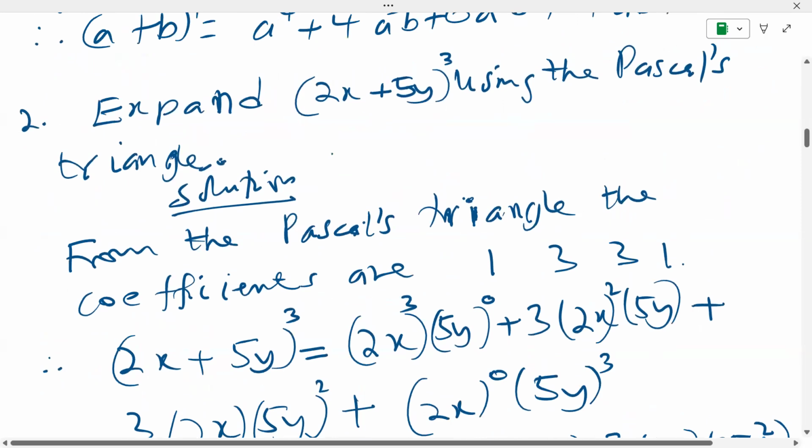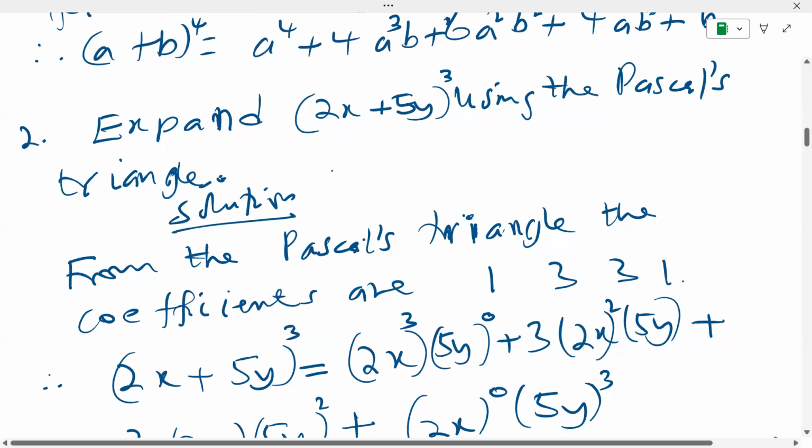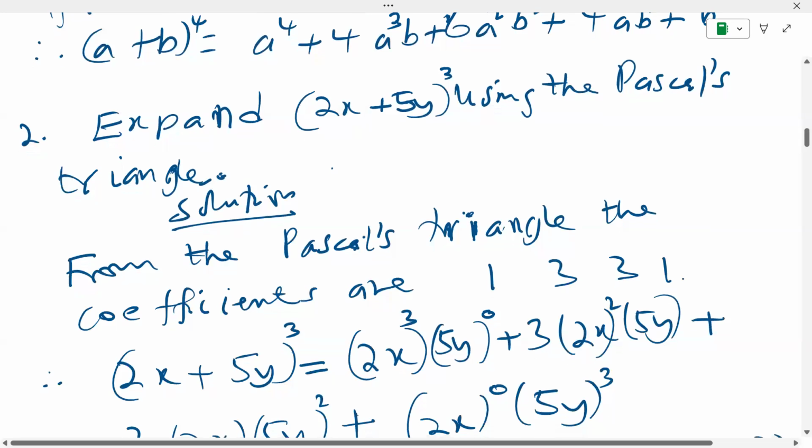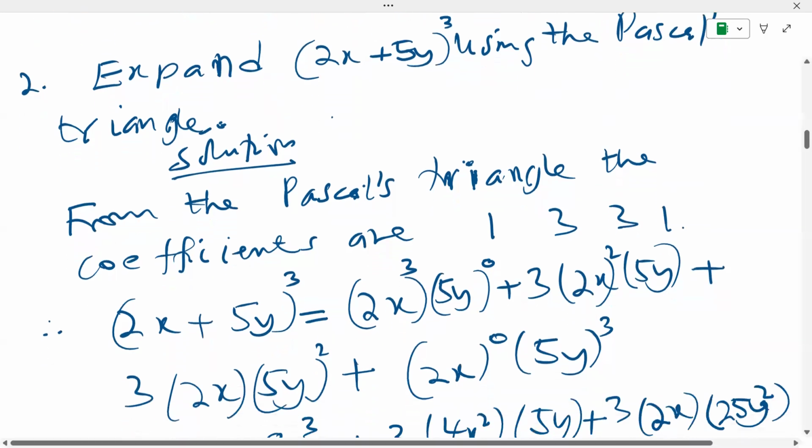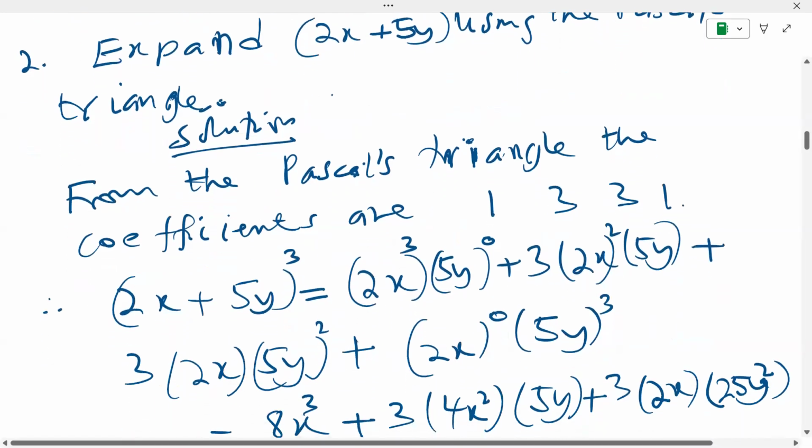Expand 2x plus 5y all raised to the power 3. And so using the Pascal triangle, Pascal is telling us that the coefficients will be 1, 3, 3, 1. So we go through the motions. Our first term is 2x. Our second term is, the other term is 5y.